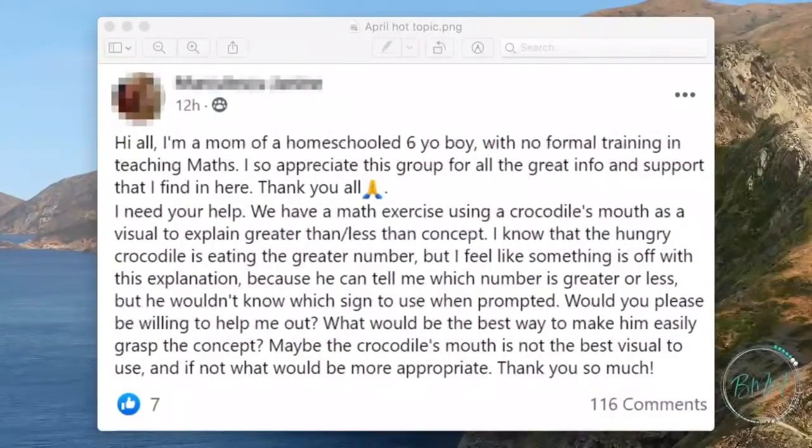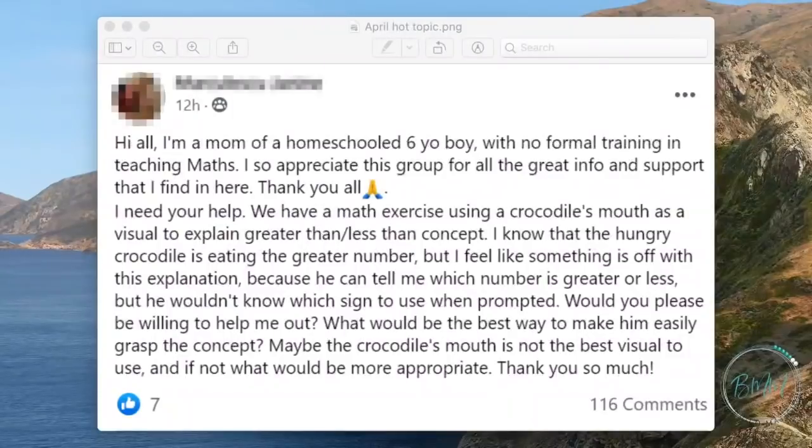Okay, now I'm going to bring up the original post here. This was the original post that got a little heated, not too heated. I mean, not like people were getting mad, but people are very passionate about this use of crocodiles in math. And this came from a mom of a homeschooling 6-year-old boy, and she has no formal training. And she basically said that there's a math exercise that they are using that is using a crocodile's mouth as a visual to explain the greater than and less than concept.